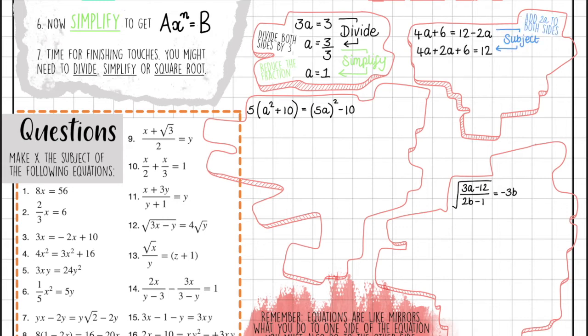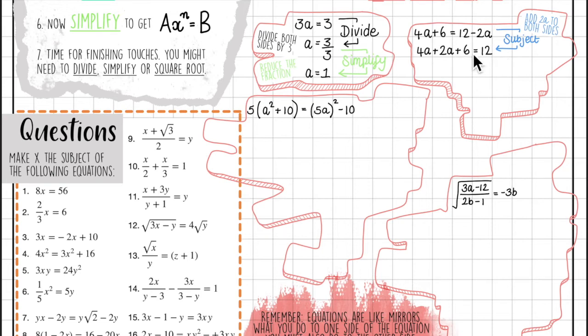So here, we've added 2a to both sides. Therefore, we get 4a plus 2a plus 6 is equal to 12. The next step is the other step. So every term that doesn't involve an a needs to go on the right-hand side of the equation. For instance, here we've got a plus 6 and we need to put it over here.